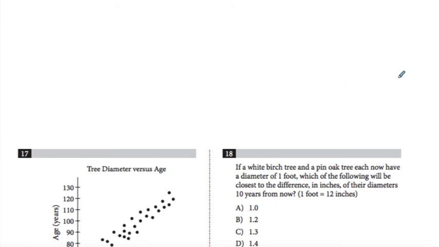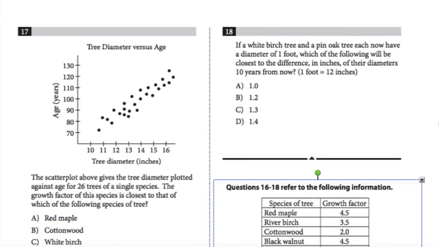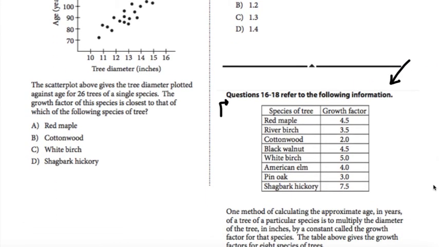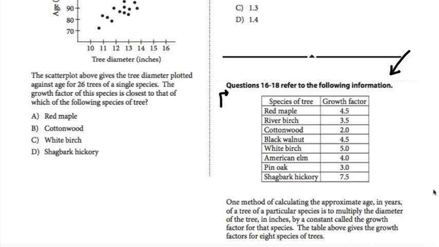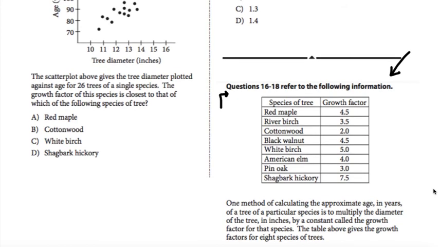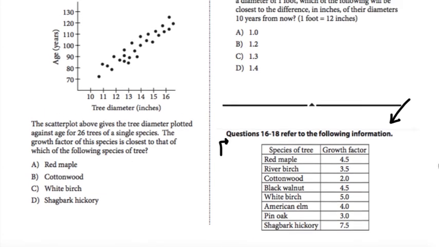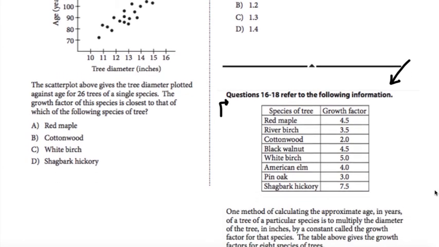All right, so number 18. What I didn't love about number 18 is that you needed this chart that was on the previous page. Notice it says questions 16 to 18 refer to the following information, and they gave us a chart on growth factor. It was on the previous page, so if you didn't look back at that, you might not even have known what to do with the question. So first of all, I look at the chart.